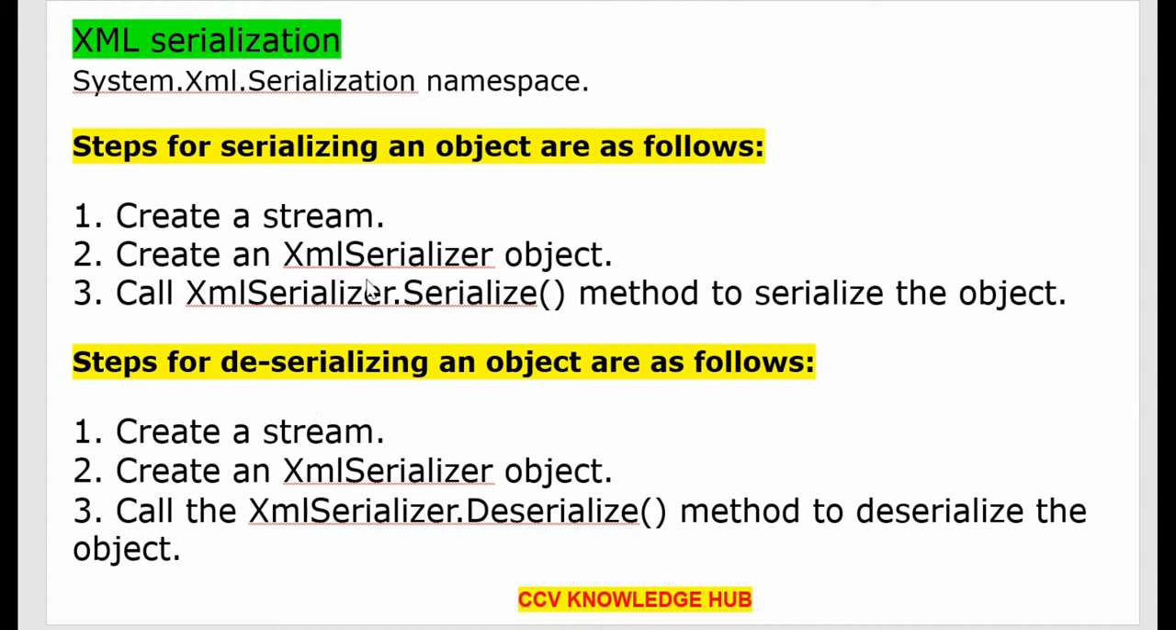Now we will see the second type, which is XML serialization. For that we have to add the system.xml.serialization namespace. These are the steps. First create the stream, create an XML serializer object, and call the XML serializer dot serialize method to serialize the object. And if you want to deserialize XML, create a stream, create an XML serializer object, and call the XML serializer dot deserialize method to deserialize the object. So these are the steps. Let's move to the practical session for this also.